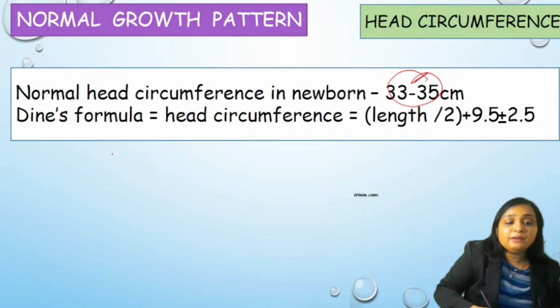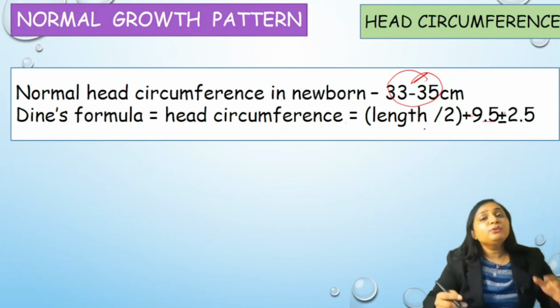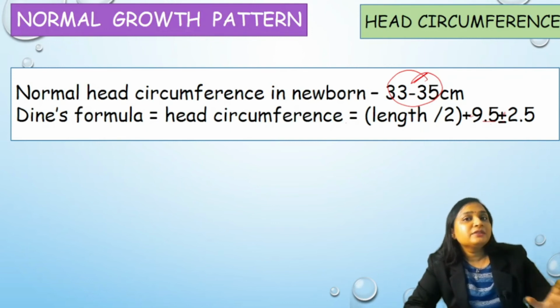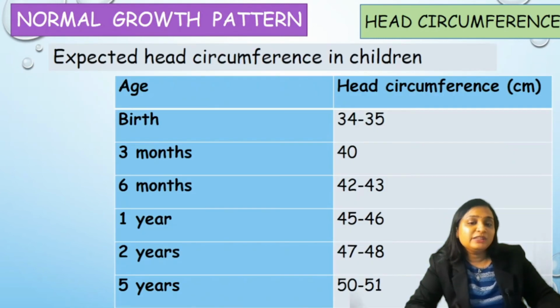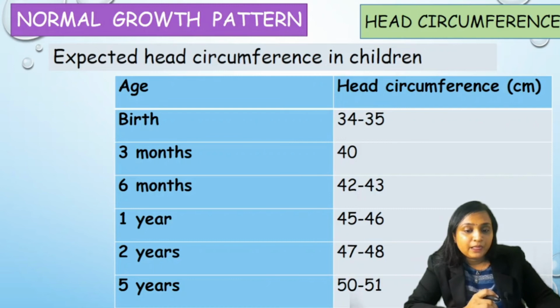At that time, we can apply Dine's formula, that is head circumference is equal to length by 2 plus 9.5 plus or minus 2.5. So if we know the length of the child, we can say whether this head circumference is appropriate for the length if we do not know the age of the child, because all the rest of the things depend on the age.